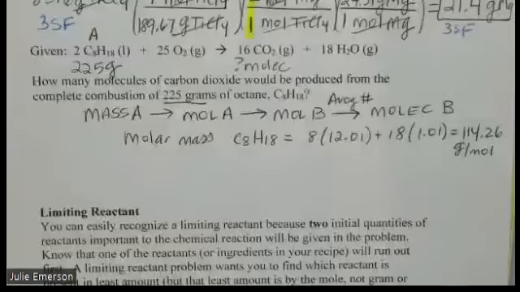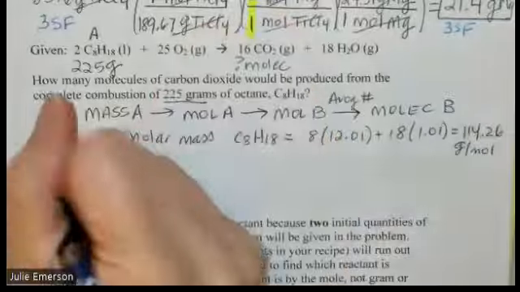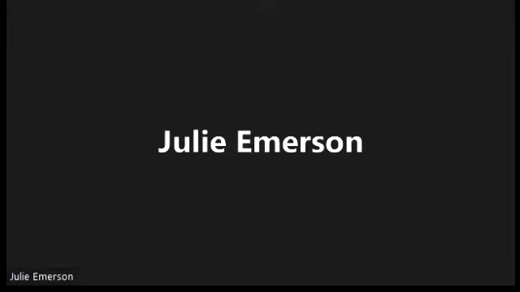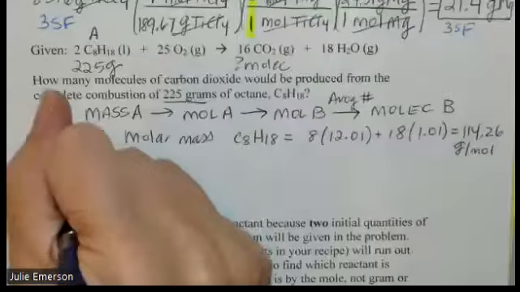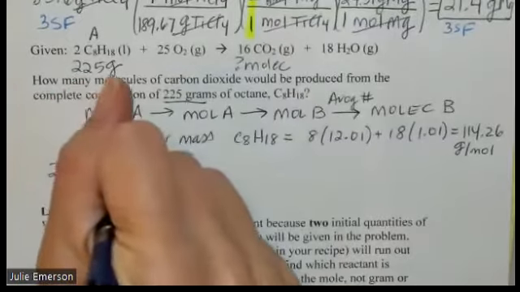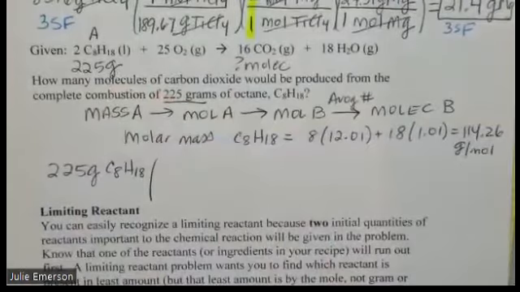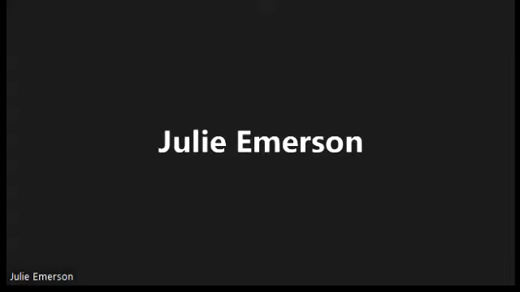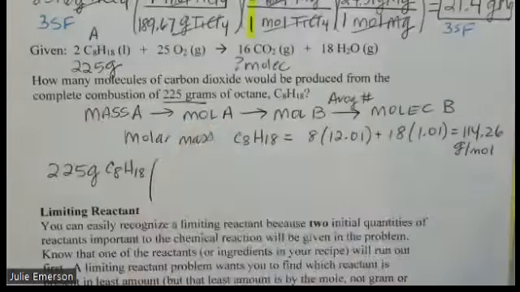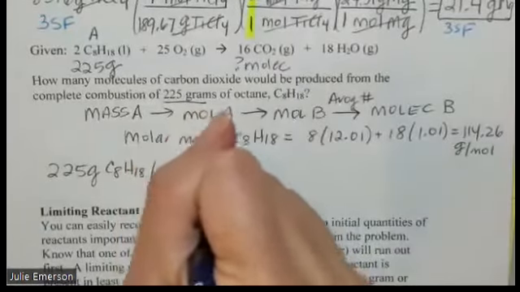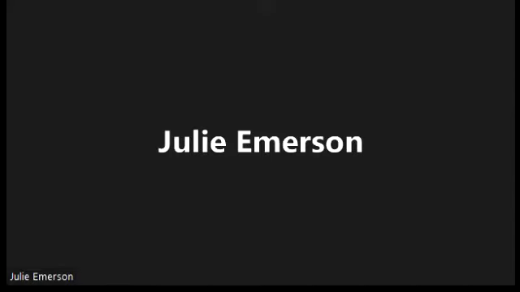I've got my conversion factors, I've got my flow chart. I'm going to start with what I was given. I have 225 grams of C8H18. On the bottom, I need to get rid of grams of C8H18. So that's where that molar mass is going to come in. So from the periodic table, when I added that up, that was 114.26 grams.